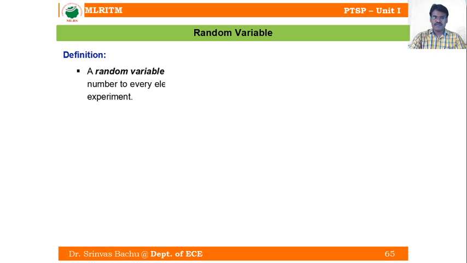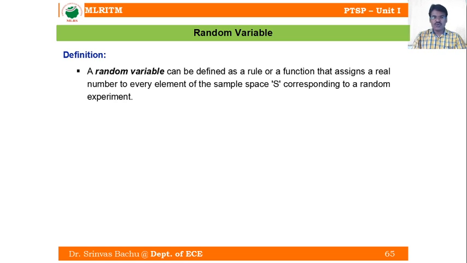Now coming to the definition, a random variable is a rule or a function that assigns a real number to every element of the sample space of the random experiment. Why do I need to go for the random variable? Let us take a random experiment for which the outcomes are non-numerical in nature. In that case we assign a real number to every outcome of the sample space. This is a random variable.